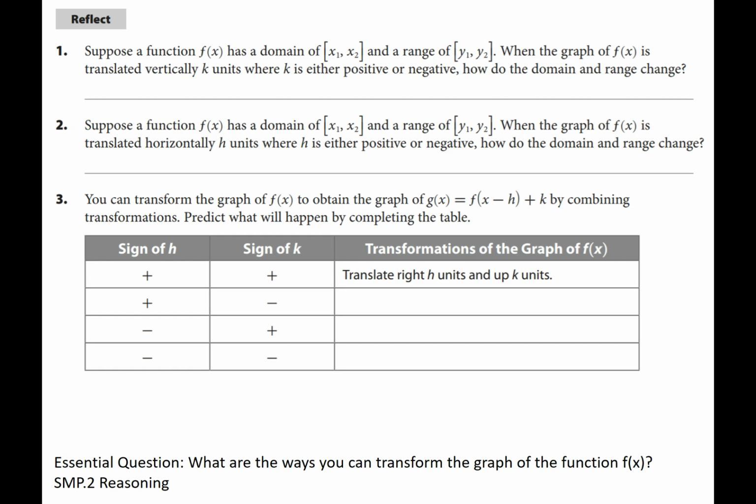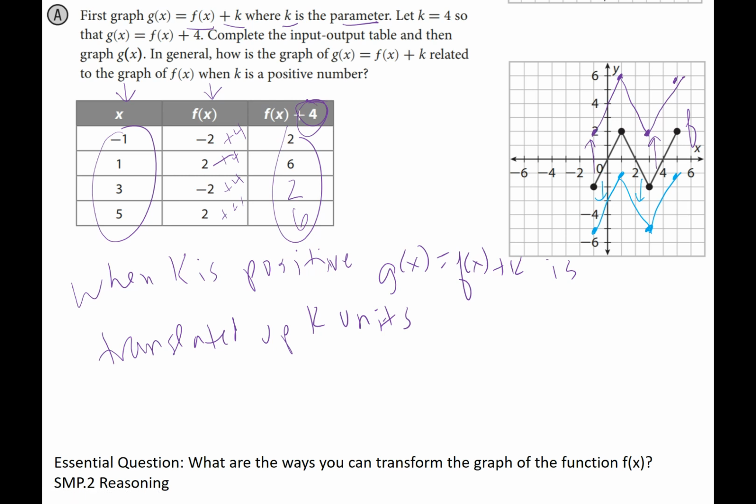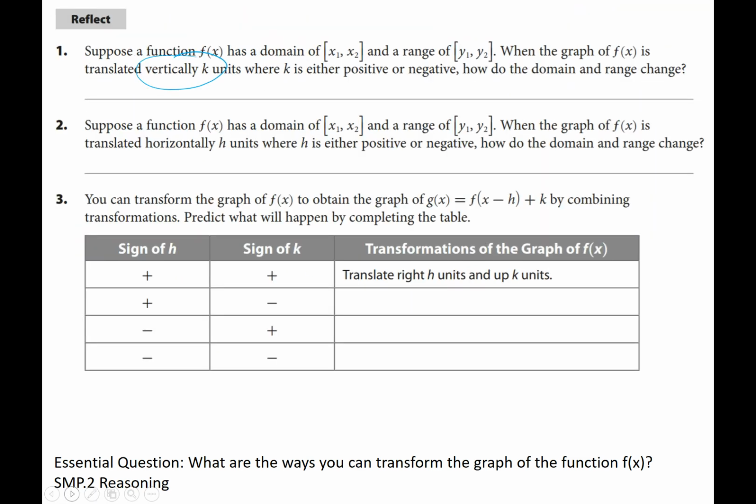So if we're going to go vertically k units, let's look at one that went vertically. Let's go back to that. Okay. So when we went vertically here in this first example, did the x value of our domain change? Doesn't appear. It looks like it started at -1 and ended at +5 on both of them. So a vertical translation doesn't seem to have any effect on the domain. So let's write that down. So the domain is the same.